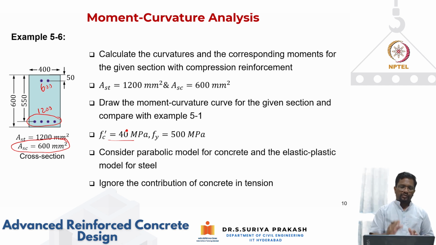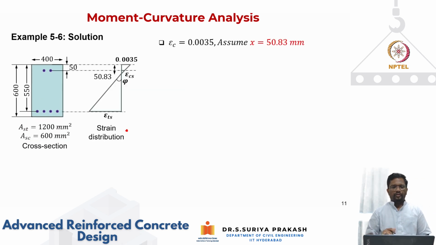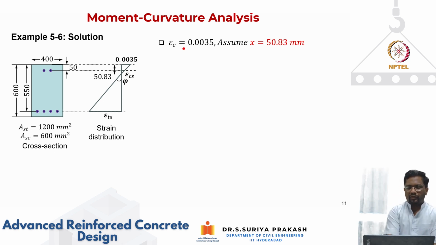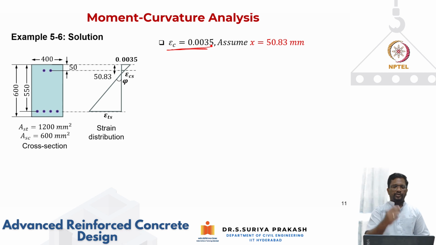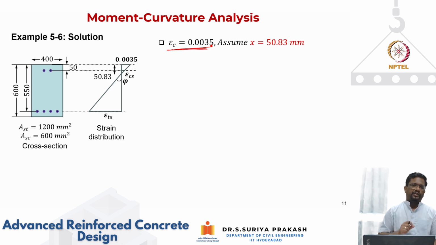That is what we are going to use, and we are trying to do the calculations, right? So if you do that again, here I am showing just one value of epsilon c equal to 0.0035 only, because you know the process, and we are just illustrating what is happening for a strain level of 0.0035 in compression at the top fiber of concrete.